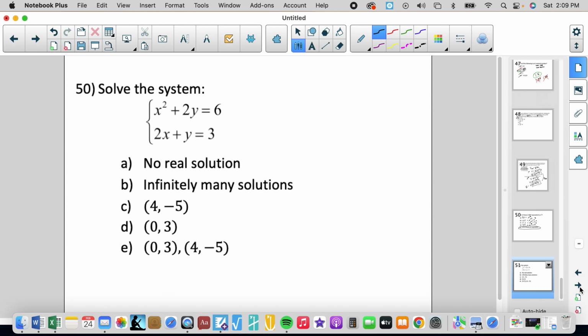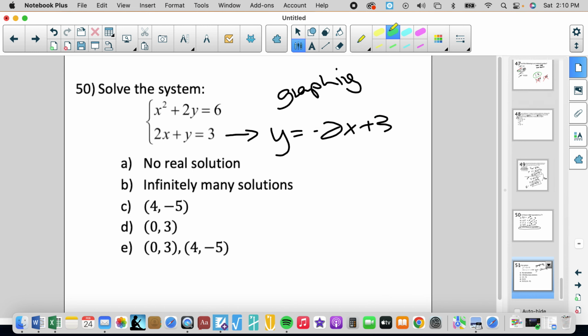And last but not least, solve the system. I wanted to use the graphing method, but that would have been really fun, but we're going to keep it simple. y equals negative 2x plus 3. We're going to isolate and substitute. Where we see y, we're going to plug in this.